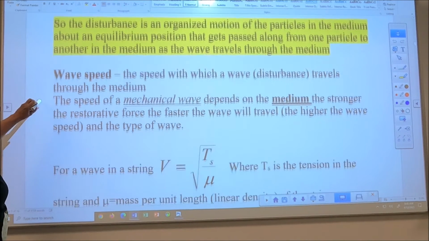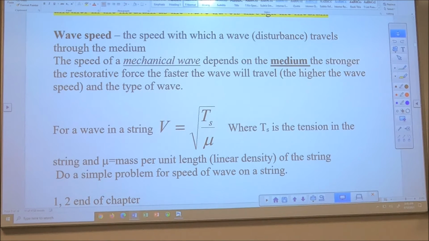Okay? Now, wave speed is the speed at which a disturbance travels through the medium. The speed of a mechanical wave depends on the medium. The stronger the restorative force, the faster the wave will travel, the higher the wave speed, and the type of wave. So sound waves, light waves move through water differently. Also, if we think about earthquakes, they talk about S and P waves. One is a compressional longitudinal wave, one is a transverse wave. They actually move through mediums at different speeds.